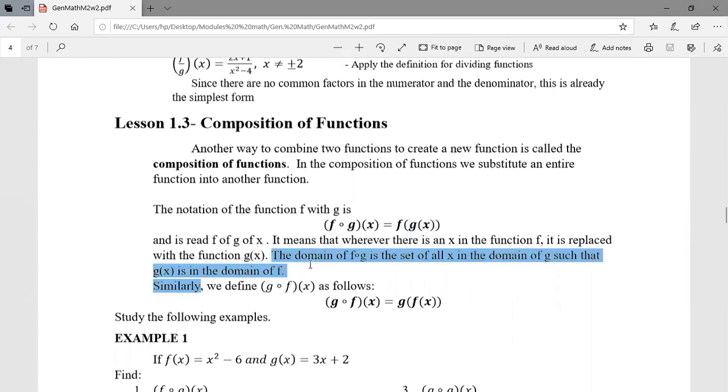So the domain of f of g is the set of all x in the domain of g such that g of x is in the domain of f. Similarly, we define g of f of x as follows. So for g of f of x is equal to g of f of x.